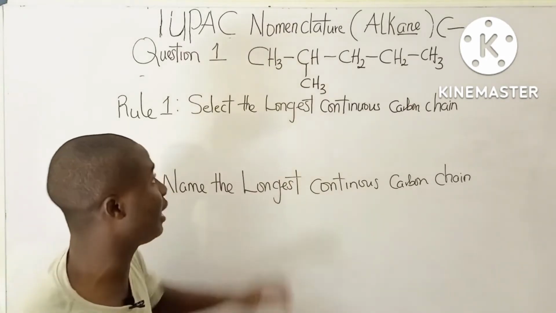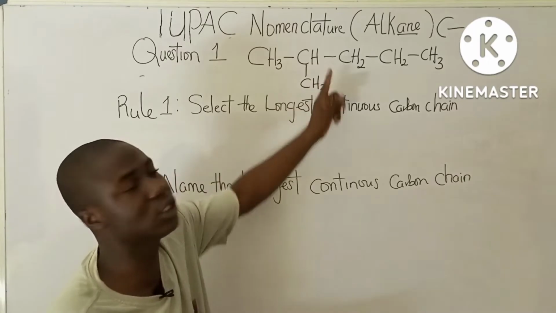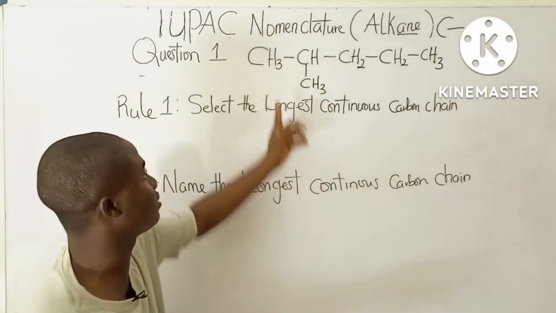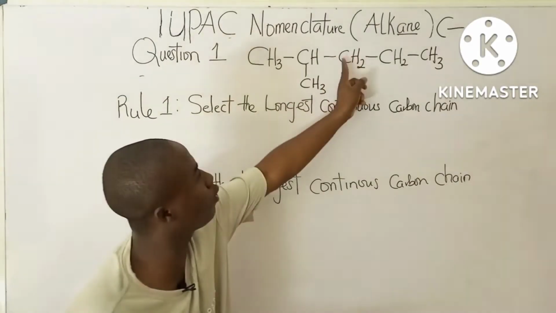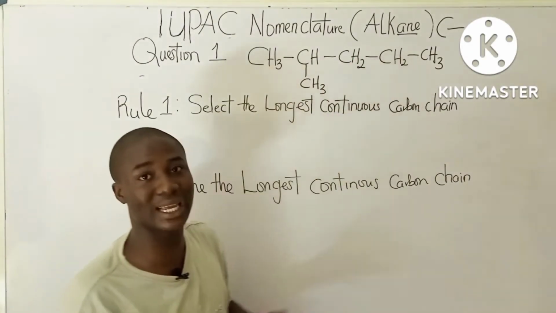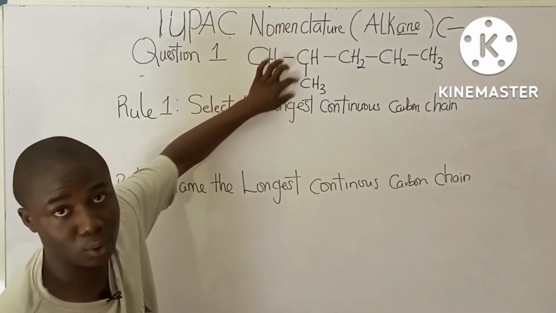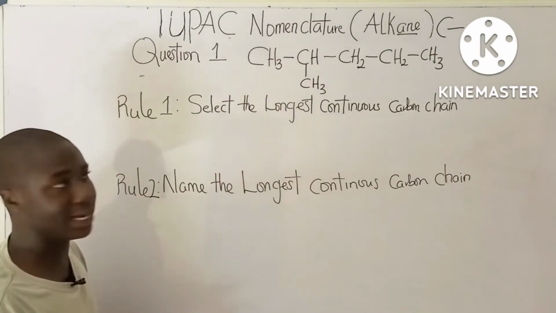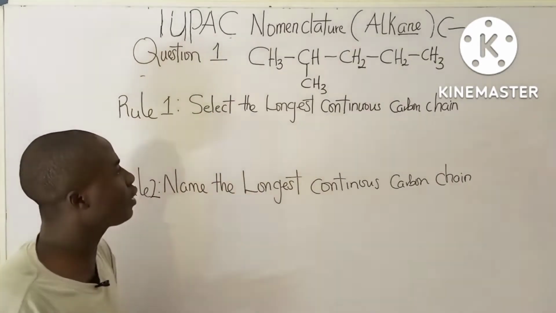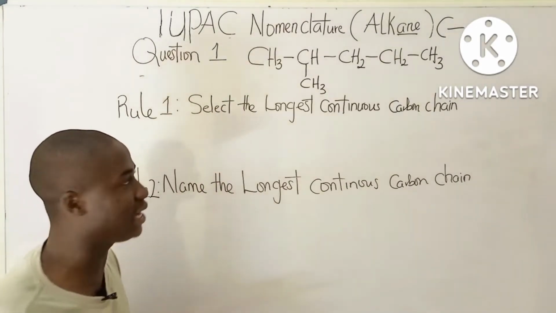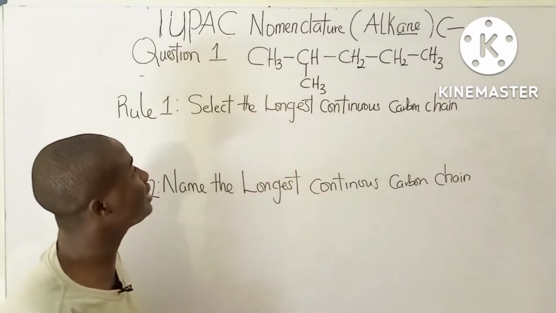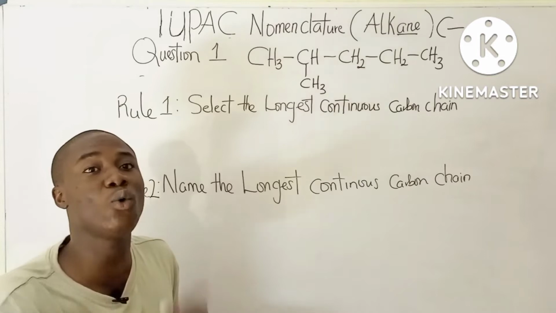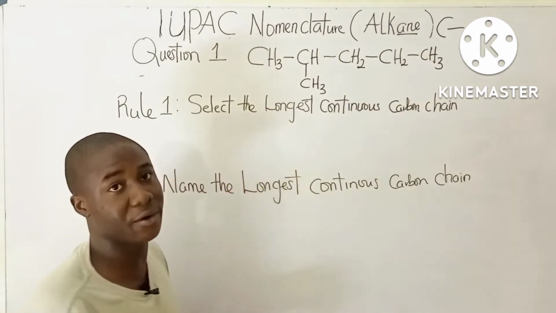Why is it called an alkane? Because it comprises single bonds between the carbon atoms. You can see all of the bonds in the compound. So the first rule says, select the longest continuous carbon chain. Now, it must be noted that the longest continuous carbon chain is not always in the horizontal direction.